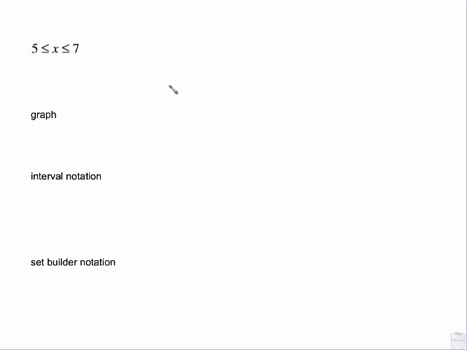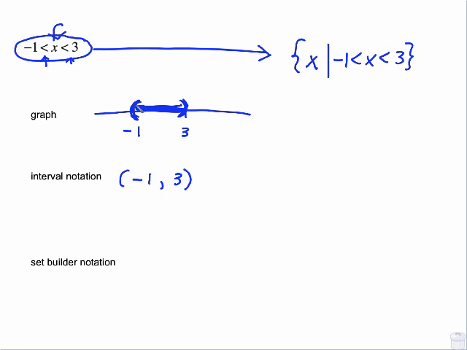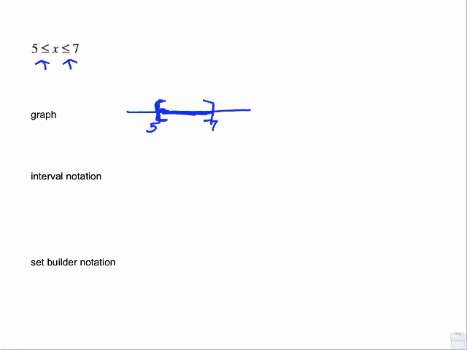Another one of these compound inequalities, the graph. We've got 5, we've got 7. That tells me x is between 5 and 7, so I need to shade between 5 and 7. But because this is less than or equal to, I need to put a square bracket on that. And those square brackets are facing each other like bookends, just like the parentheses were facing each other like bookends.